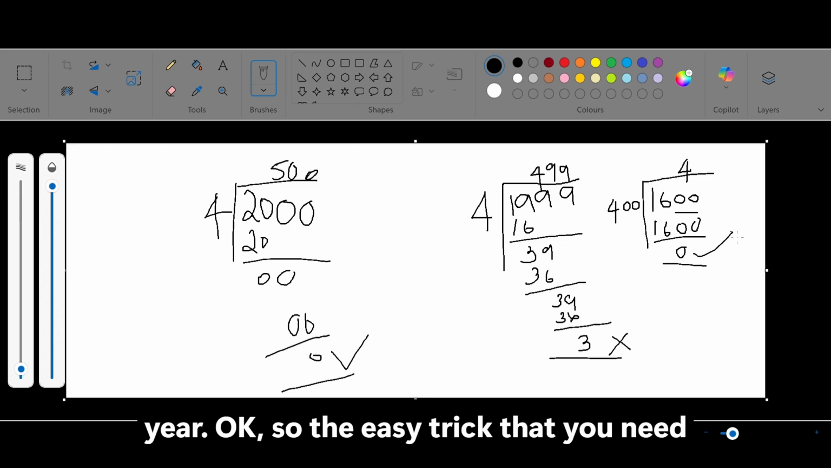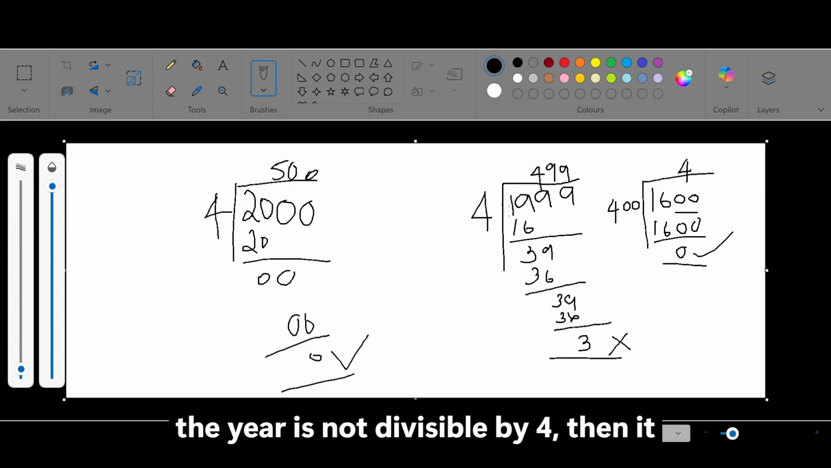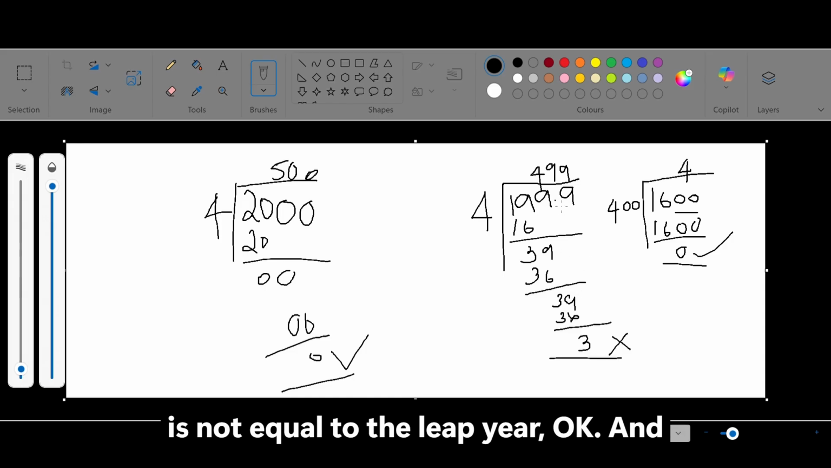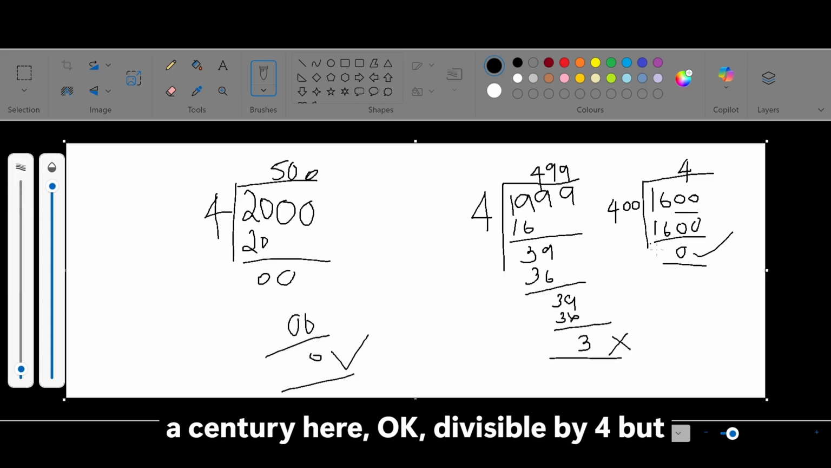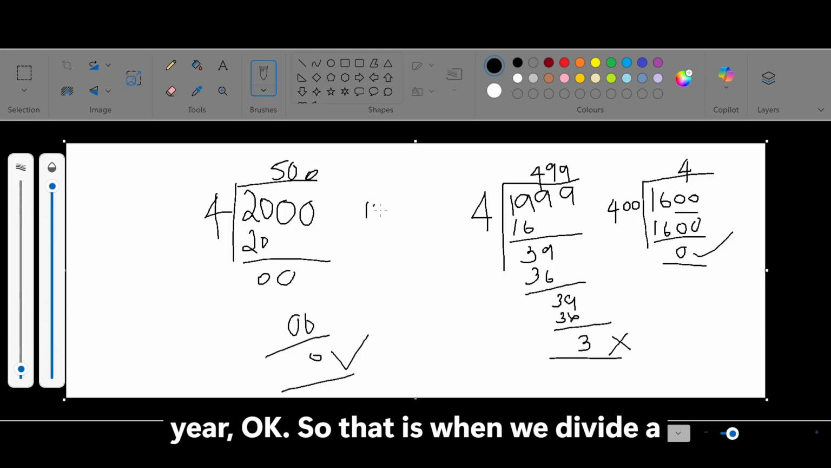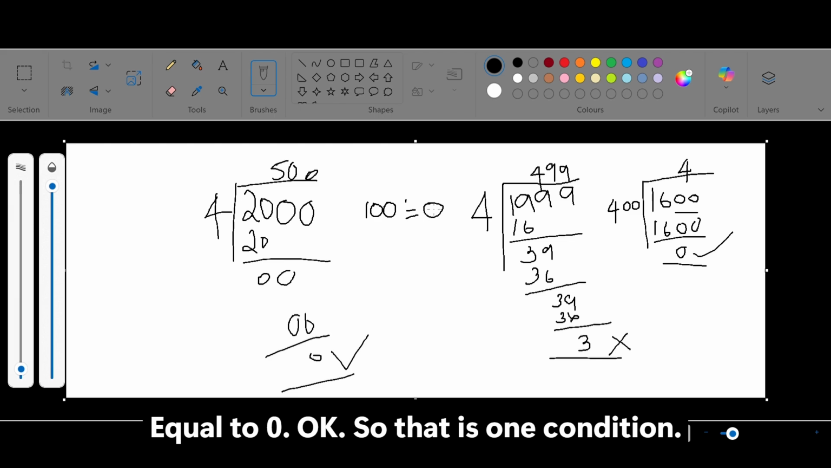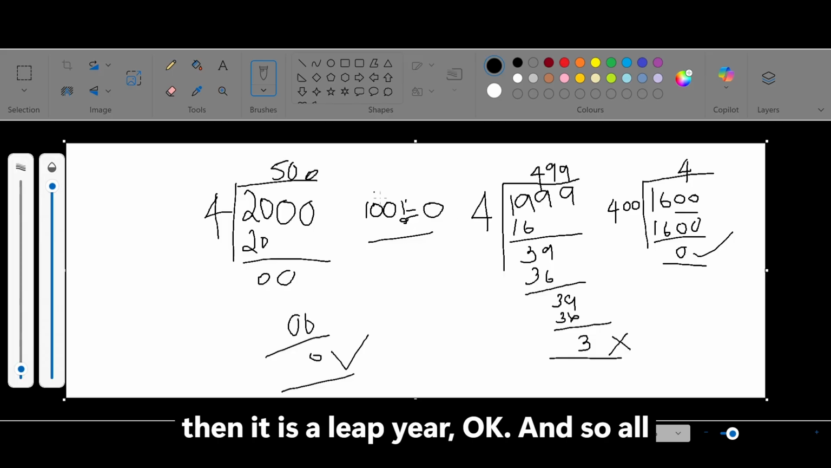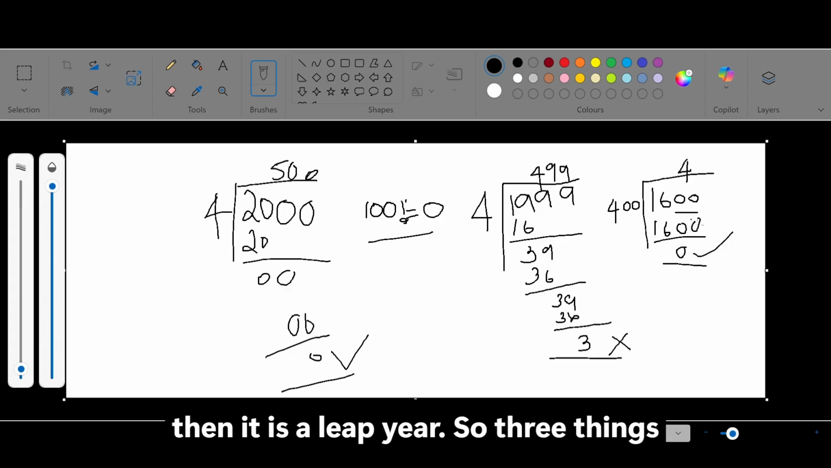The easy trick that you need to remember here is when the year is not divisible by 4, then it is not a leap year. And if you get a remainder, then it is not a leap year. And when the number is divisible by 4, but not a century year, then it is a leap year. So when we divide a number by 100, it should not be equal to 0. That is one condition. In that case, if it is not equal to 0, then it is a leap year. All century years end with 00, and if it is divisible by 400, then it is a leap year.